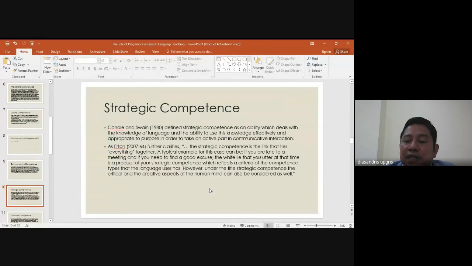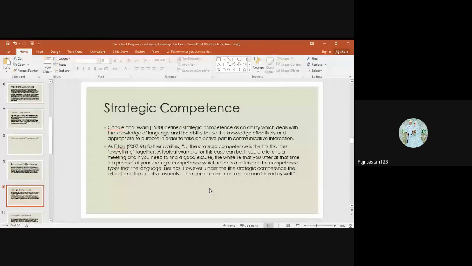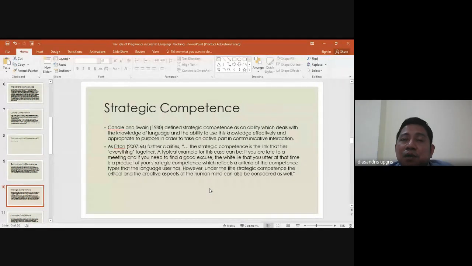A typical example of this case can be, if you are late to a meeting and you need to find a good excuse, then you will use a white lie. Yet what you say at the time is a product of your strategic competence. Suppose you are late to a meeting, then you do not say you were stuck in traffic, but say you came from the back, that is part of white lie and strategic competence.